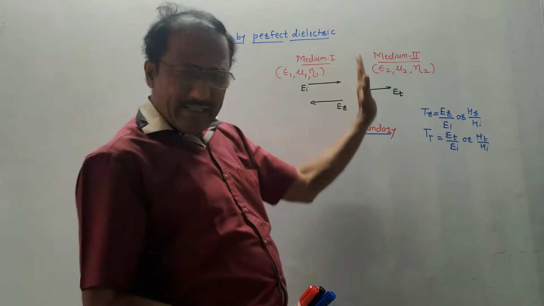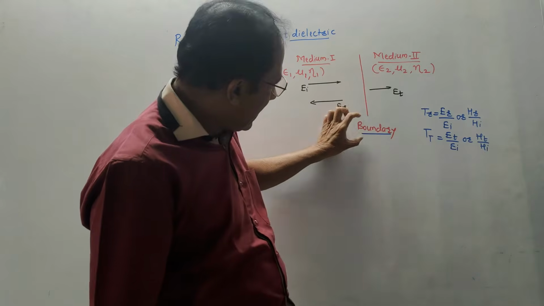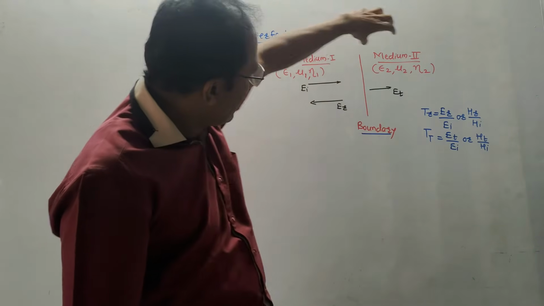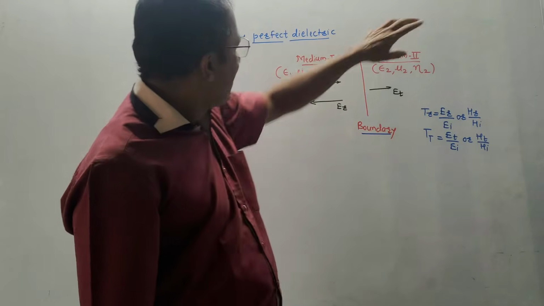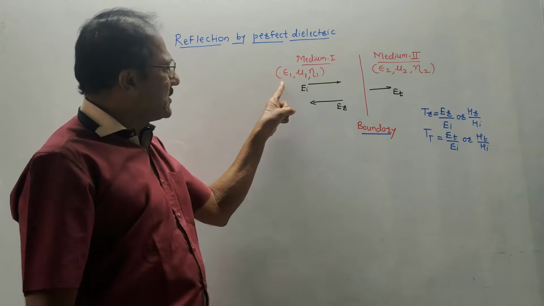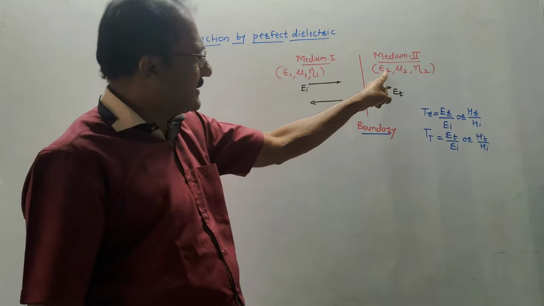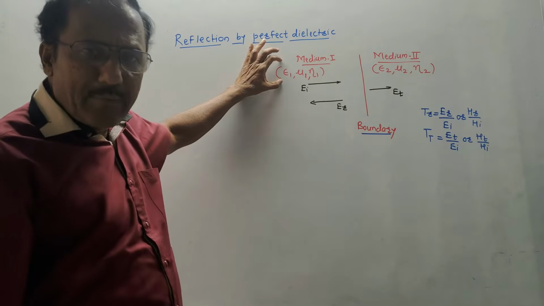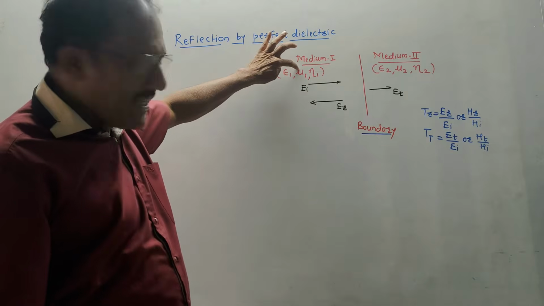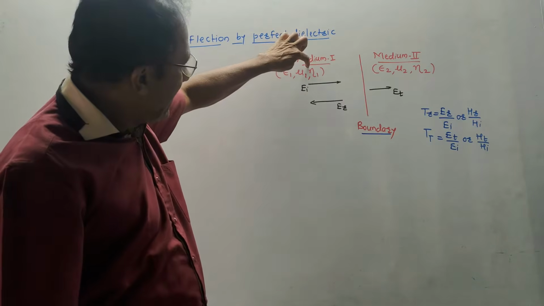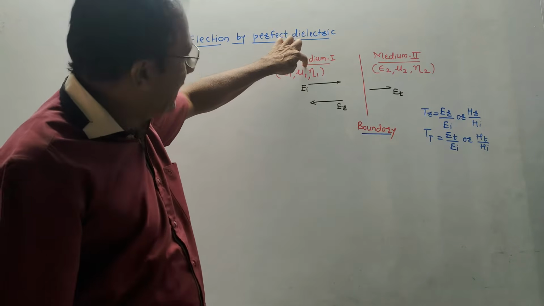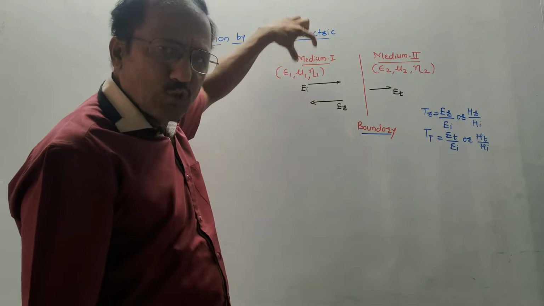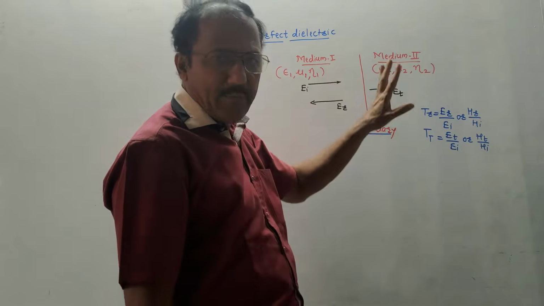I have drawn a simple diagram. This vertical line represents the boundary between two media. This is medium 1 and second is medium 2. I have written different symbols like epsilon 1, mu 1, eta 1, same as epsilon 2, mu 2, eta 2. Recall the things. Epsilon is permittivity, mu is permeability, eta is intrinsic impedance. Suffix 1 represents the values for medium 1, similarly for medium 2.